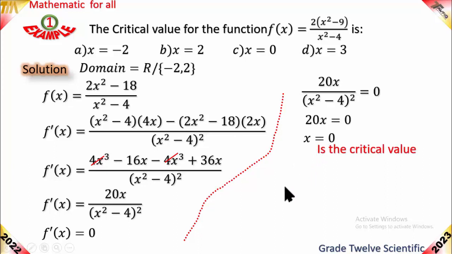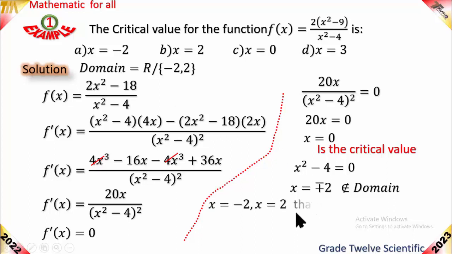And now to find the value of x when the derivative is undefined, make the denominator of the derivative equal to 0. Then find the value of x. X is equal to plus or minus 2. As you can see, these two values do not belong to the domain, therefore they are not critical values. That means we have only one critical value, which is x equal to 0.